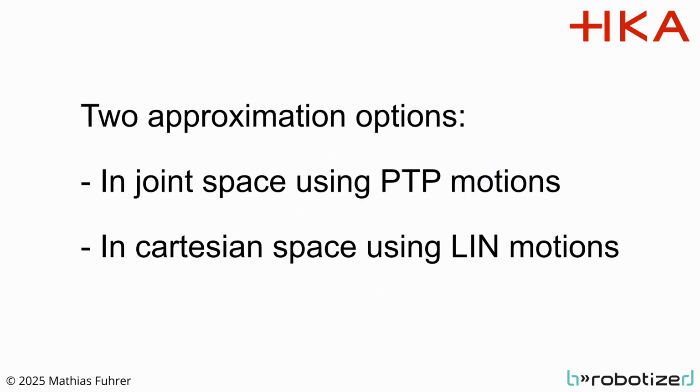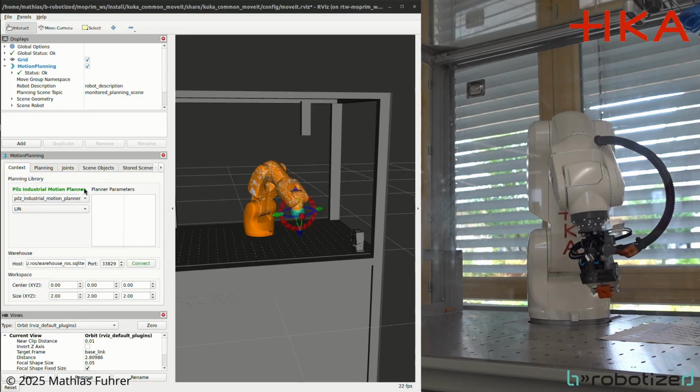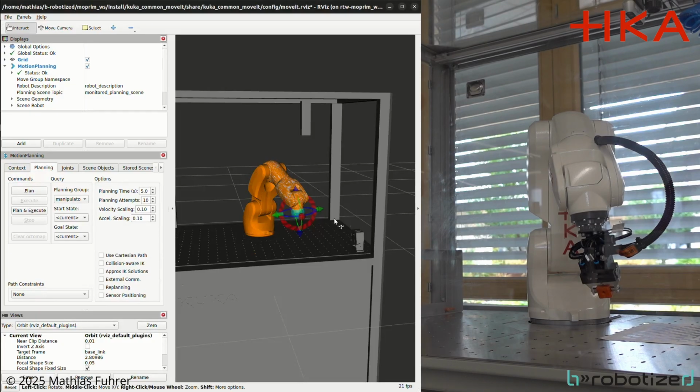There are currently two options for this, either an approximation in joint space using linear joint primitives, also known as PTP or MoveJ, or an approximation in Cartesian space using linear Cartesian primitives, also referred to as lin or MoveL. Both approaches use the Ramer-Douglas-Peucker algorithm. This shows how a trajectory planned as a lin motion with the Pilz planner is reduced to a single lin primitive.